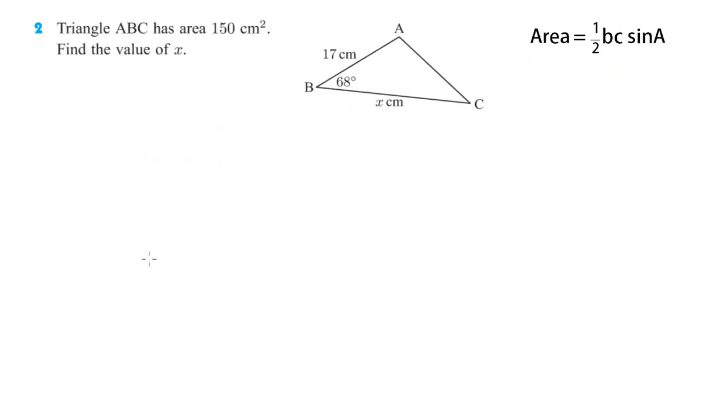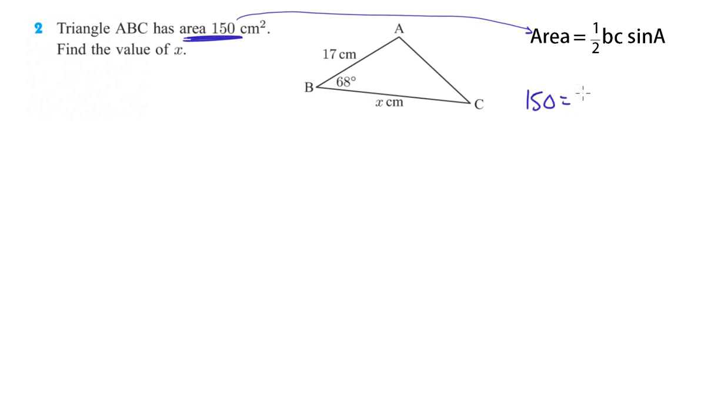Number two, triangle ABC has an area of 150 square centimeters. Find the value of x. Okay, so simply we're going to plug in all the stuff we know. This one tends to trick people a lot, and that's not the intent at all, but it's giving you the area. So this 150 is going to go in for area.